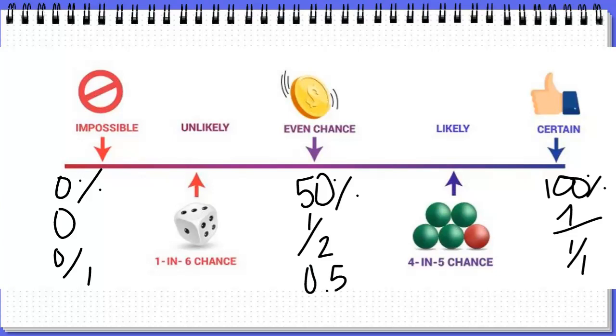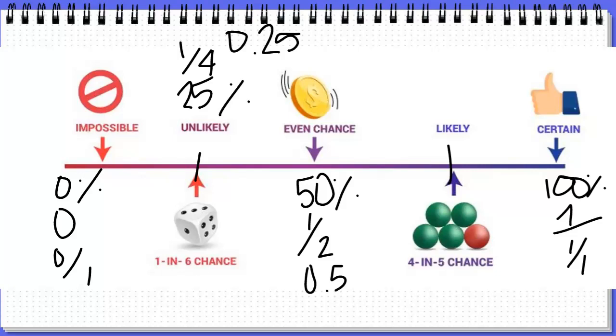Now, unlikely, we're going to say that's halfway in between 0 and 50%. So let's say 25%. So less likely, which is 1 out of 4 or 0.25. Well, when we come over to likely, which is halfway in between 50 and 100, that's our 75% chance, or 3 out of 4, or 0.75. Now, in this lesson, we will be working between fractions, decimals, and percents. So if you are struggling with that, please come to office hours.